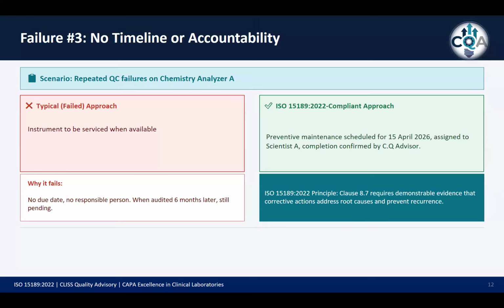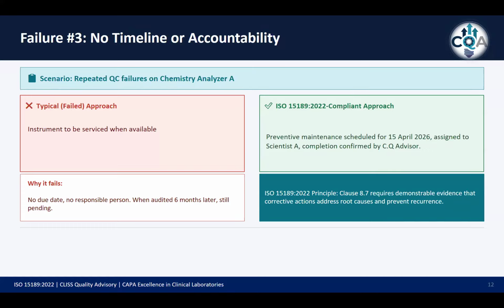And then, no timelines or accountability. For instance, if a lab picks up that there's repeated QC failure on a chemistry analyzer, the typical approach you see in most labs would be instrument to be serviced when available. We don't know when this is going to happen. When available. So you come back after 3 months, after 6 months, it has not been serviced because it's not clear. No one has been assigned for that, and then it remains open forever.